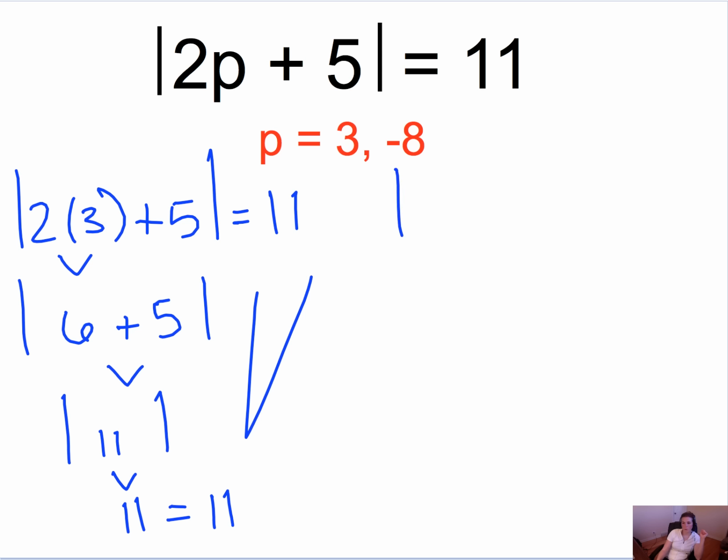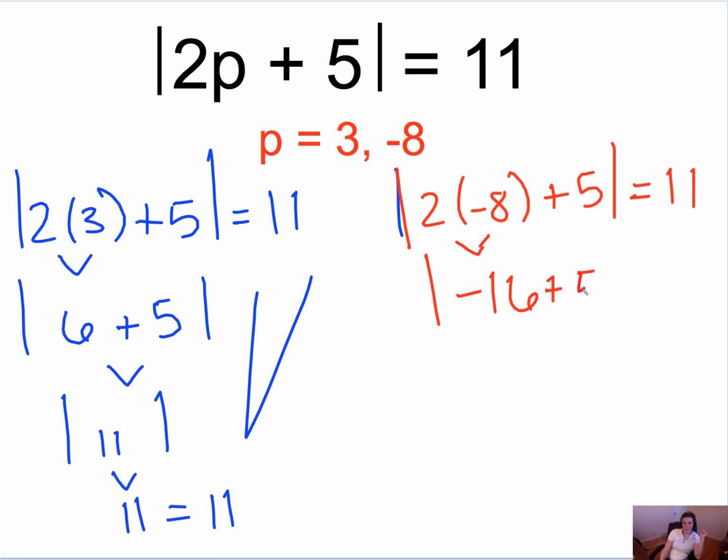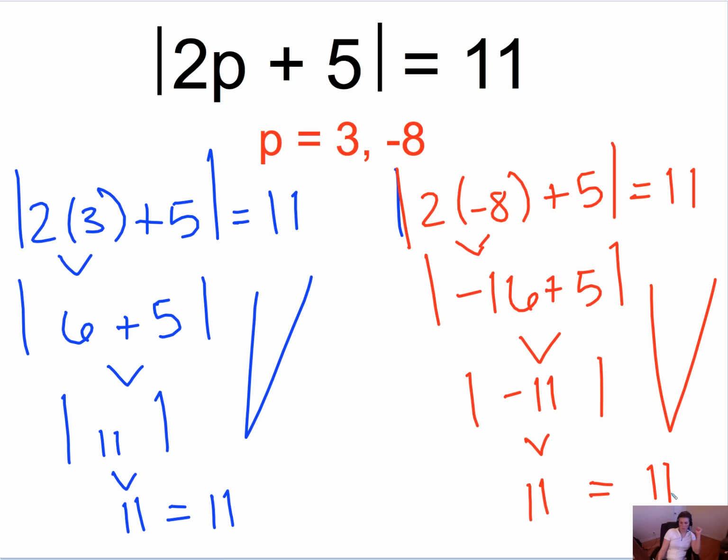The absolute value, let me change color so you don't get confused. The absolute value of 2 times negative 8 plus 5, I want to see if that equals 11. So here keep your signs, the absolute value signs. 2 times negative 8 is negative 16, and then plus 5 would be negative 11. The absolute value of negative 11 is still positive 11, and that's equal to 11, so that's correct.